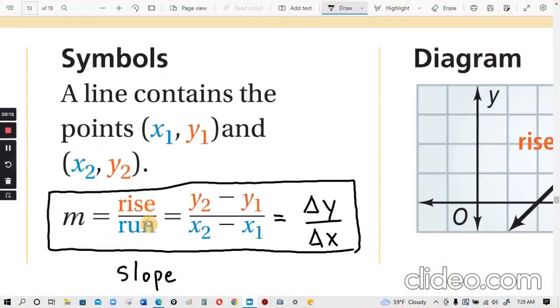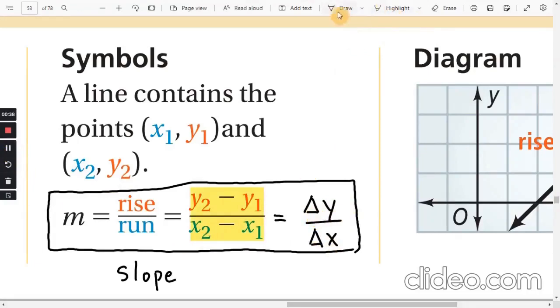Some people think of it as rise over run, but the mathematical formula is y2 minus y1 divided by x2 minus x1. Okay, another way to remember it is to say delta y over delta x. This triangle is a Greek letter, delta. But anyhow, this formula right here is the main mathematical formula, and you just use this when you have 2 points on the line to find the slope.